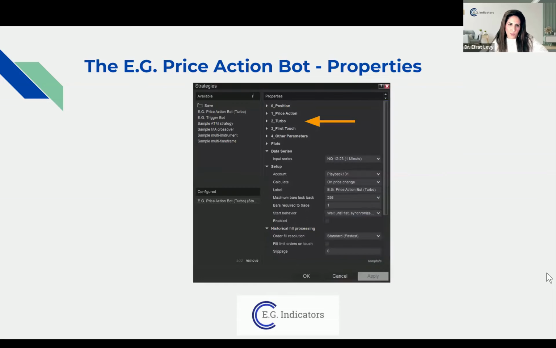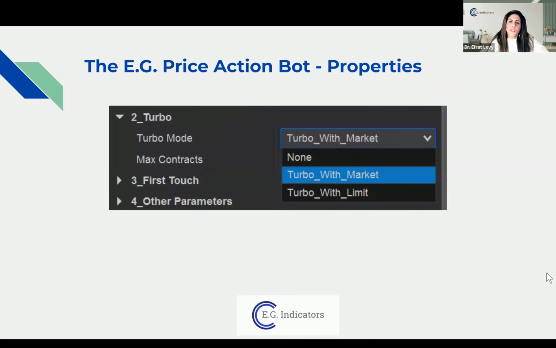Regarding the turbo property, this refers to adding more contracts to a winning position, meaning that during an active position, if another price action signal is generated by the price action indicator, the bot adds another contract. It can place the additional contract using either a pending order on the level or a market order.